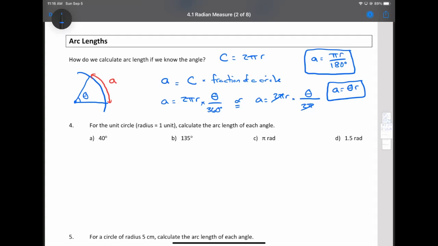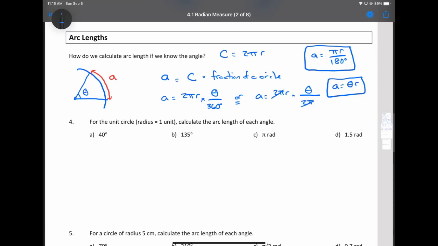I prefer theta r. So if we have an angle given in radians, the arc length is just going to be that angle in radians times the radius, which really goes back to the definition of what radian measurement is. It's when the arc length and the radius are equal, for 1 radian. Okay, given that, let's try to do a few of these.